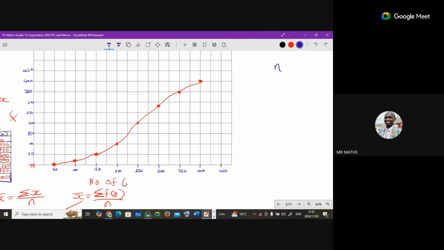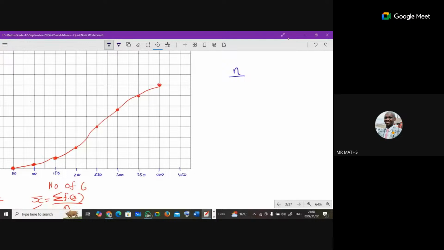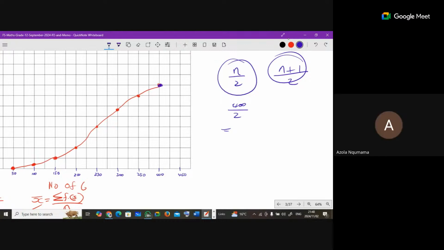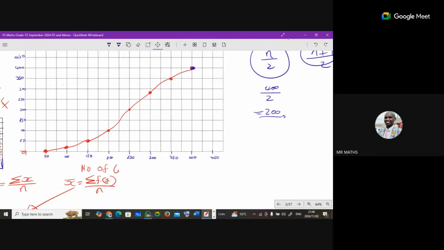What does the formula say? It says n over, what do we want? The median. Because this is grouped data, we don't use n plus 1 divided by 2, we use n divided by 2 straight. So n is the last cumulative frequency, which is 400, right? So it's going to be 400 over 2, which is equal to 200. So which means we are at 200.